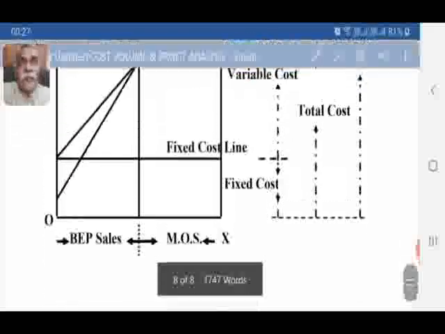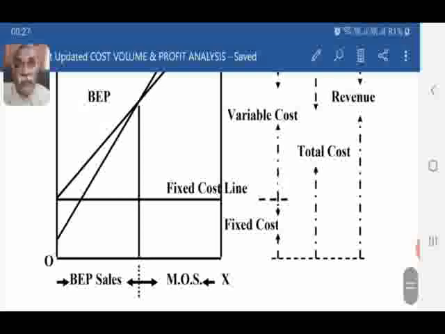Thank you very much. If you have any problem to understand this, I don't think there is any problem to understand this. It's easy, very easy. And this graphical representation makes you more comfortable to understand this CVP analysis. But even then, if there is any problem, you can write your comment in the comment box of Facebook or YouTube.